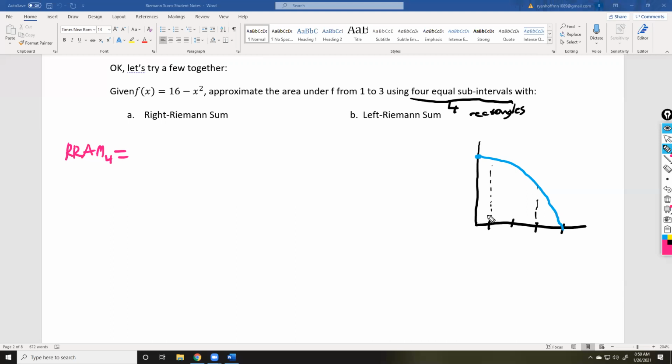So let me show you how this is going to look. Right Riemann sum means that I have 4 rectangles here. Well, 4 rectangles means that I need to go between 1 and 3 and build 4 rectangles. So that means each rectangle is going to have a base that is equal to 1/2. So I have one from 1 to 1.5, and then from 1.5 to 2, 2 to 2.5, and 2.5 to 3. Those are my 4 rectangles.